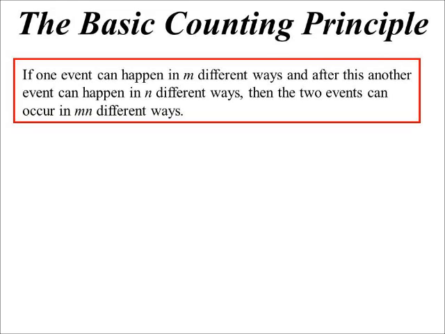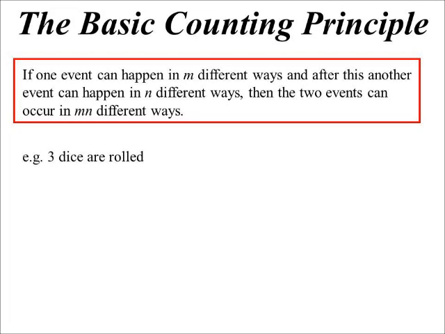If an event happens in m different ways, and then after this another event happens in n different ways, then all up we have m times n. Because if you think of your tree diagram, if you were to draw m branches, and then off each of those you had n branches, you would end up with m times n. There's no need to draw them all. All we're really interested in is how many there are. And that's the basic idea.